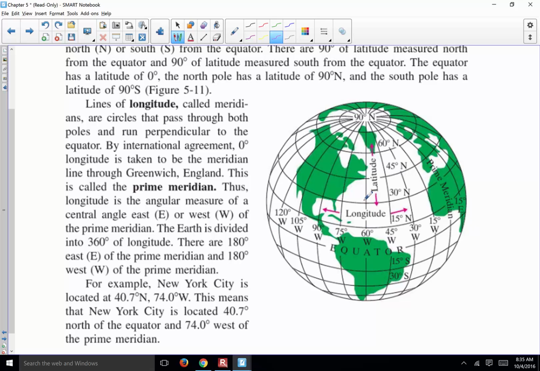If you go up, it's north. You go 15 by 15, and the maximum is 90: 15, 30, 45, 60, and 90. South is the same deal. From the equator it's 0, 15, 30, 45, 60, and 90. The South Pole is 90 south, and the North Pole is 90 north.